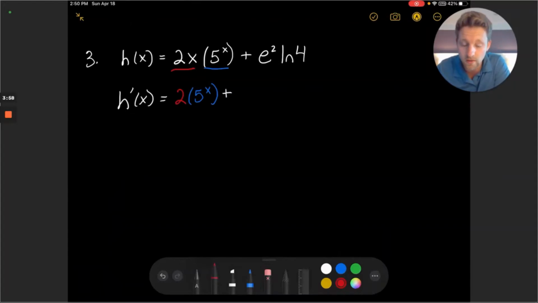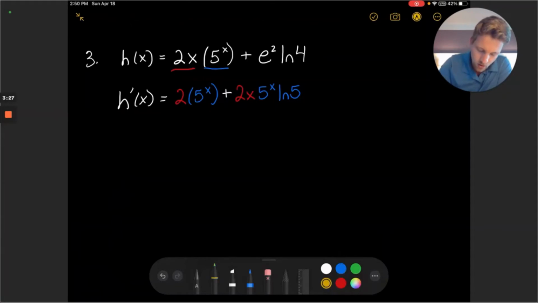We'll just write down the first, which would be 2x, and then the derivative of the second, which we would say is 5 to the x. Since this is an exponential, we multiply by the natural log of the base. So the derivative of 5 to the x power is 5 to the x power ln 5. So that takes care of that first term of h of x.